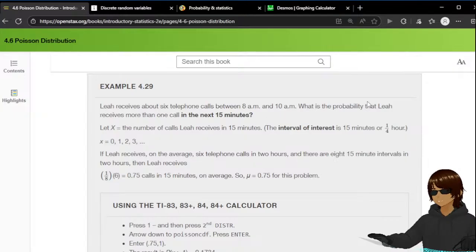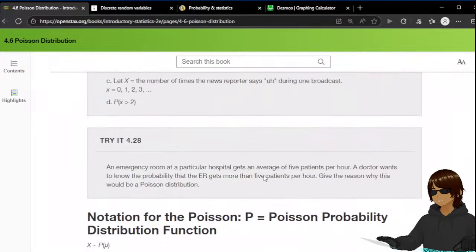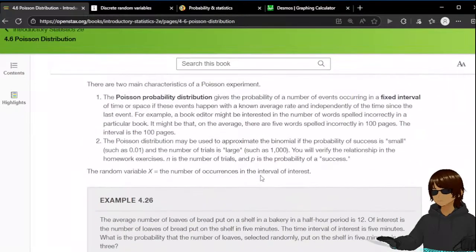What is the probability that Leah receives more than one call in the next 15 minutes? So probability of 0 plus probability of 1. 1 minus that will give you a probability of more than 1. Okay. Did they give us this formula before or did I miss it?